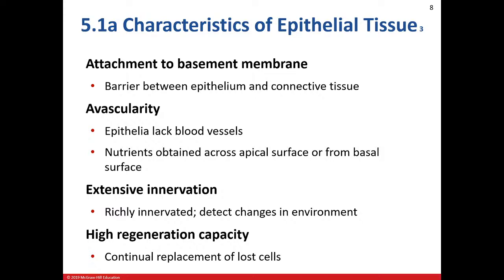Connective tissue cells do it, but typically pretty slowly, especially in, say, bone or cartilage. But in the epithelia, those cells do rapidly divide and replace themselves, and they're constantly dying off and being replaced, especially in the skin.